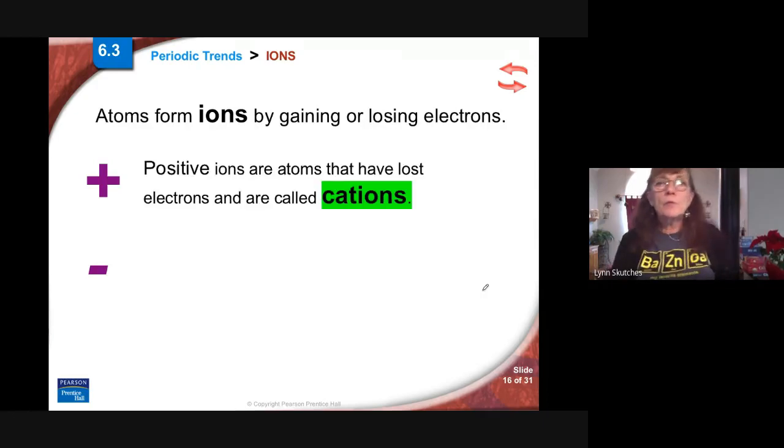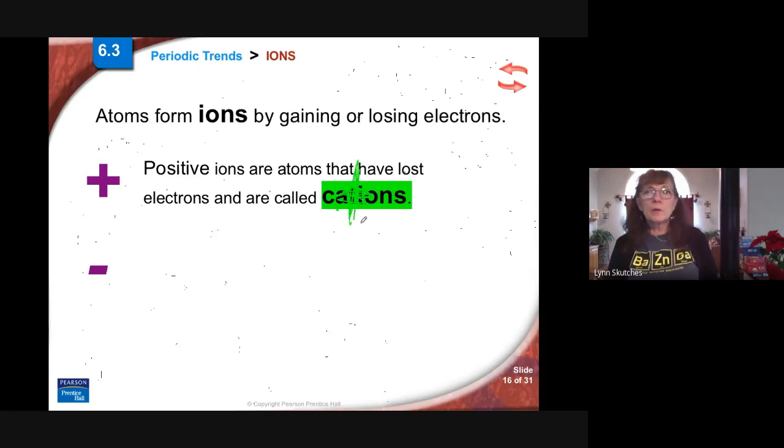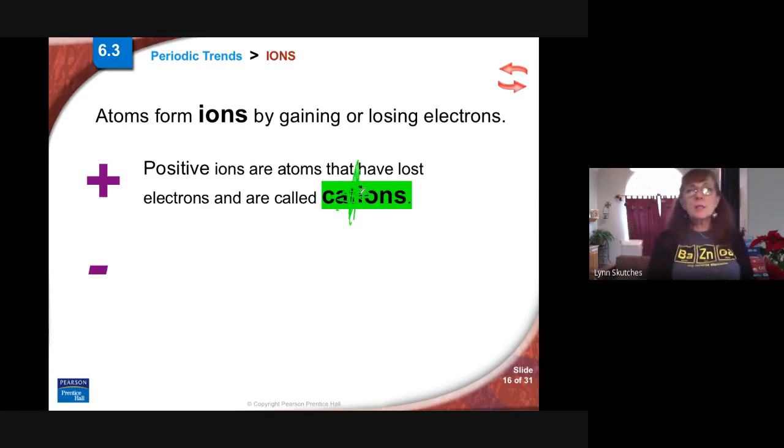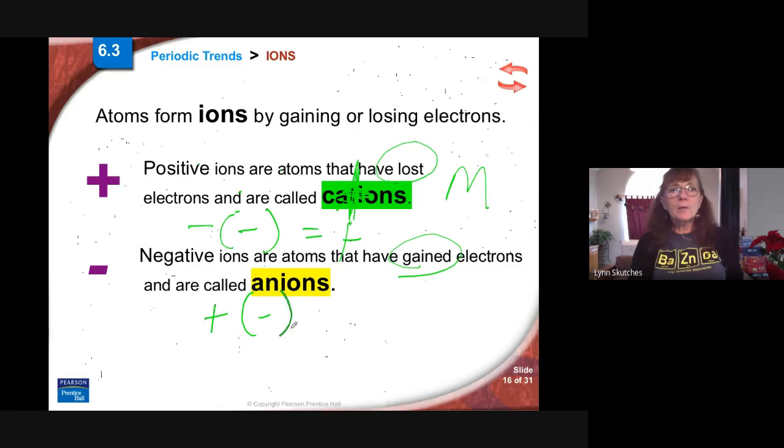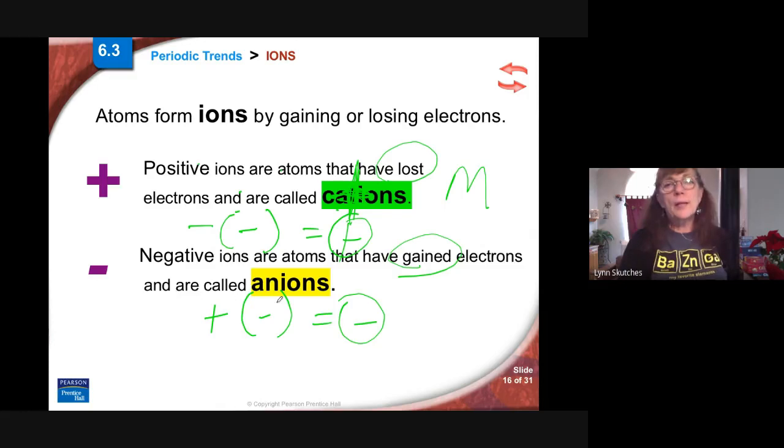Again, ions are going to form by atoms gaining or losing electrons. It doesn't show up very well. Make believe that T is a plus sign. Positive ions are atoms that have lost electrons. The metals lose. Negative ions are atoms that have gained electrons. Remember, you're losing a negative, just like in math, that means it's positive. If you're gaining a negative, that means you're negative. They're called anions.